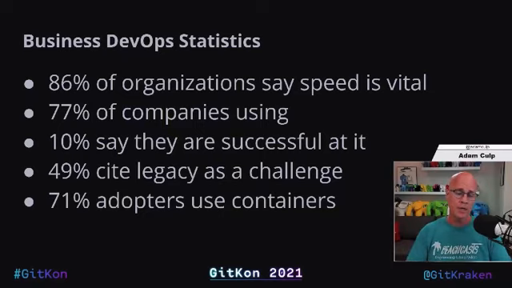And out of all the companies that are doing it, 49% cite that legacy applications, legacy code, legacy processes are the biggest challenge to adopting DevOps practices. That goes hand in hand with the fact that we still need to build more tooling to help take some of the challenge out of legacy. Out of those who have adopted DevOps, 71% say that they're using containers. That doesn't mean they're using only containers, but it does mean that they're using containers of some fashion as part of their DevOps strategy.